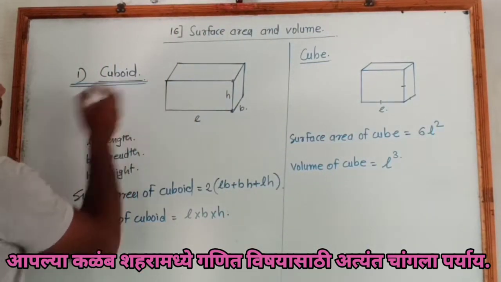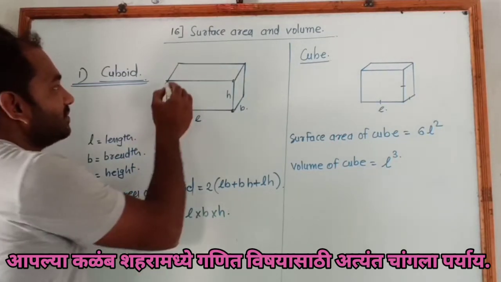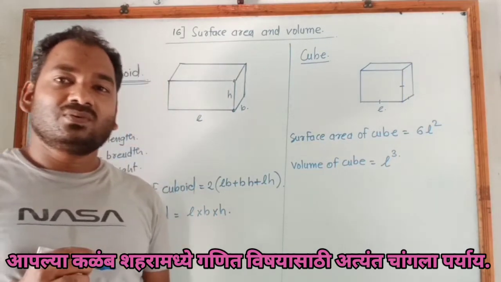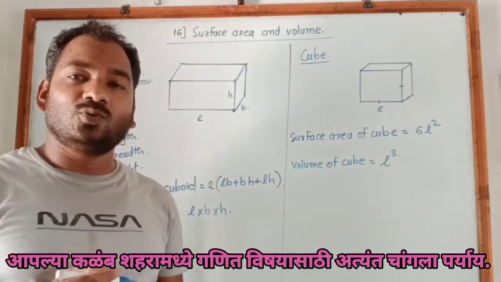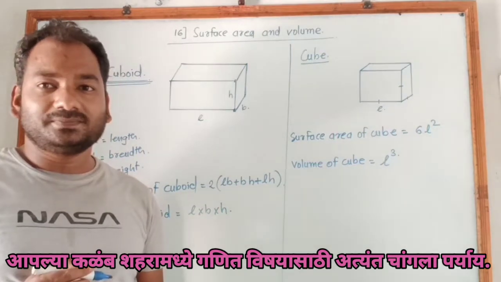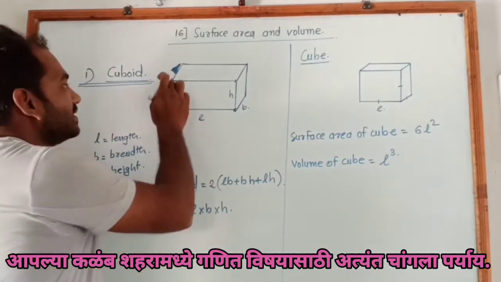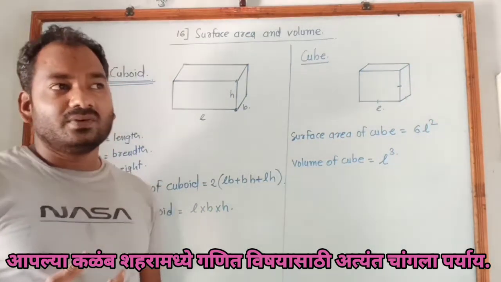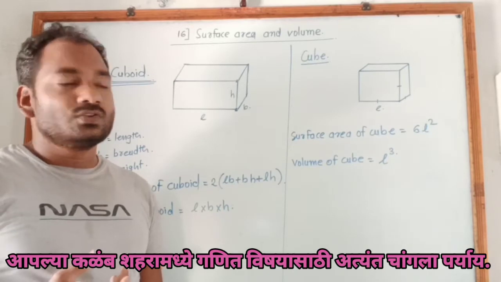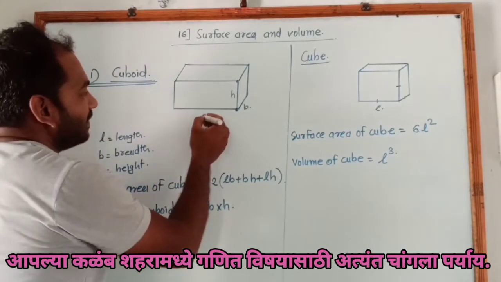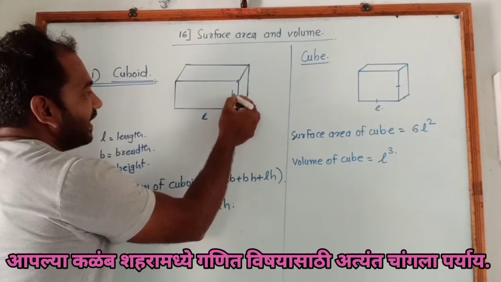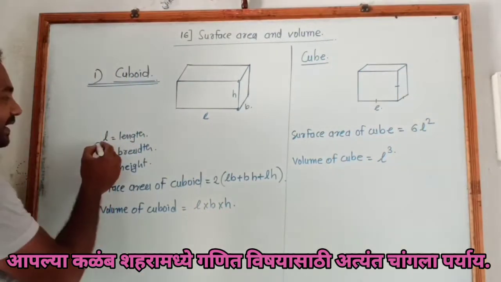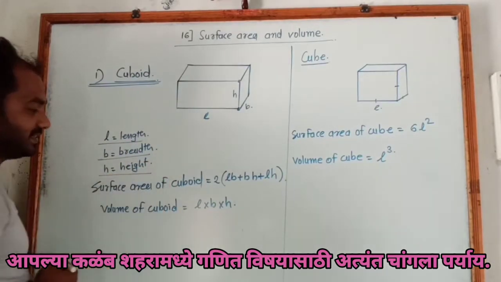You know the cuboid is something like this, which has 6 rectangular faces, and opposite faces of a cuboid are parallel to each other. This type of figure is called a cuboid. You can see such shapes in our day-to-day life everywhere. Very first, the parameters, that is length, breadth and height, are to be considered here: L for length, B for breadth, H for height.